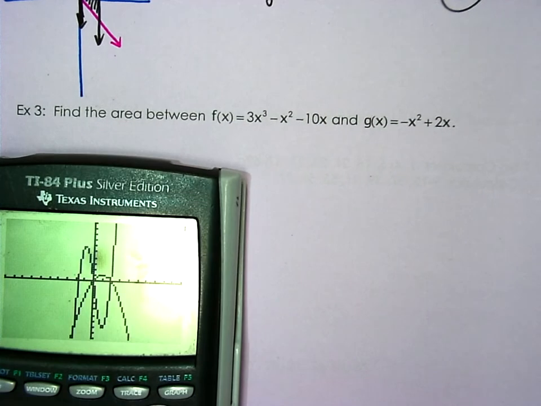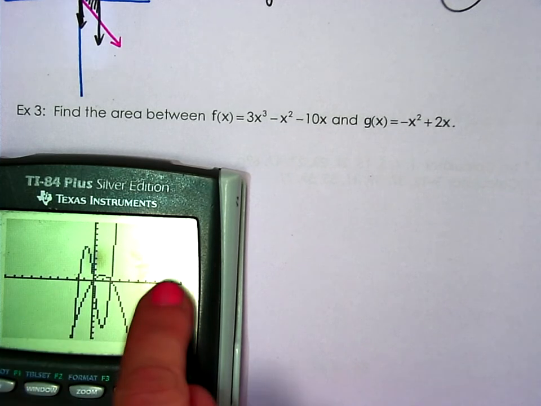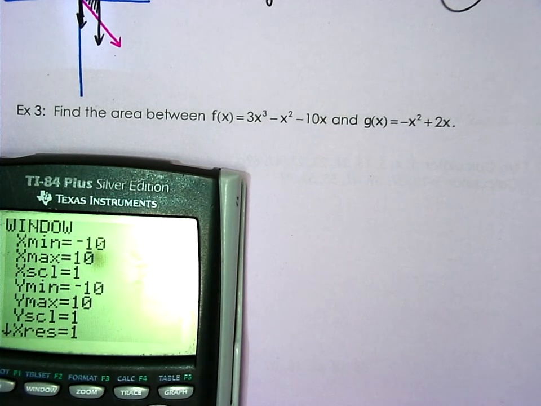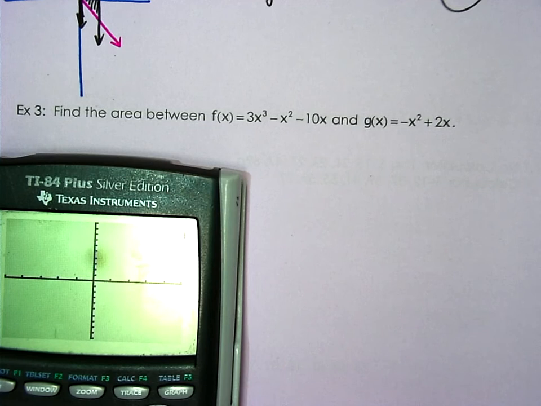There's my other function. So I do have 2 functions, and what I'm going to do when I have so many tick marks out here at the edges, I'm going to go ahead and hit window and stretch out my x min and my x max. So I think like negative 5 to 5 might be okay, so I can just stretch out and see a little bit better what's going on.